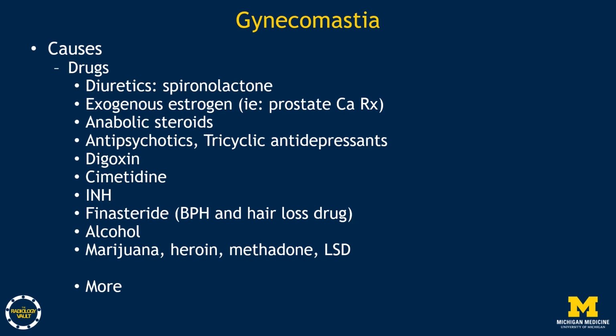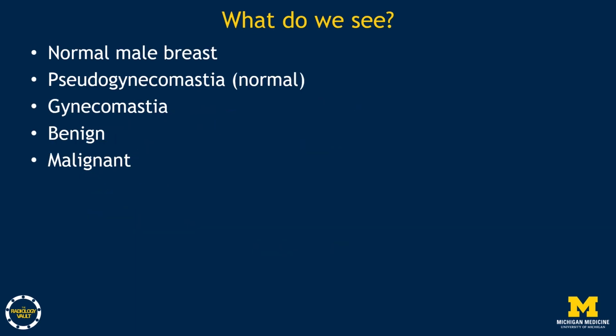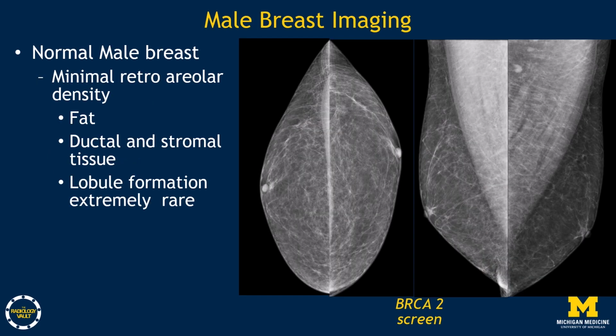So when it comes to imaging, what do we see? We can see a normal male breast. We can see pseudogynecomastia, which is also considered normal, gynecomastia, benign and malignant processes. In a normal male breast, there is minimal retroareolar density, and the breast is predominantly composed of fat with some minimal stromal and ductal tissue. Lobular formation in men is exceedingly rare. These are images from a male with a BRCA2 mutation who was undergoing screening.